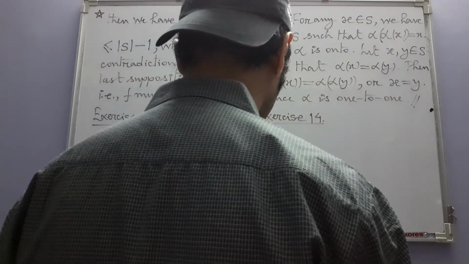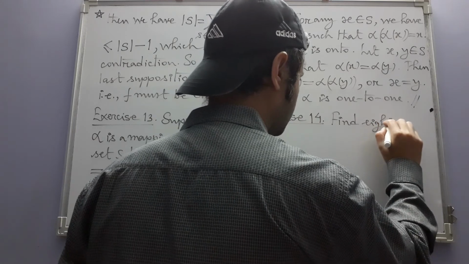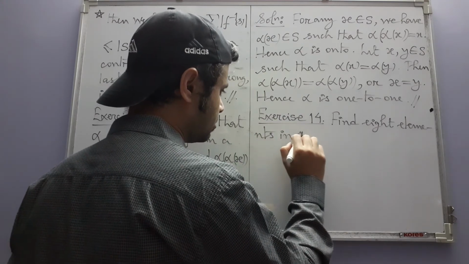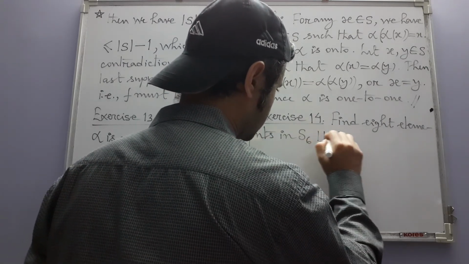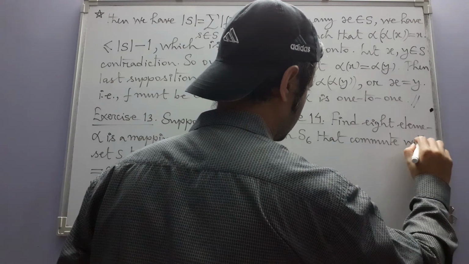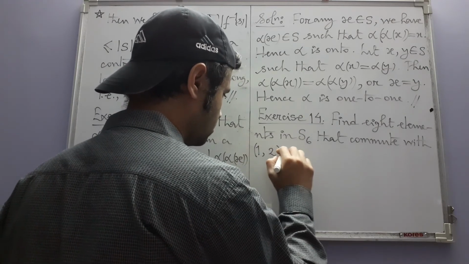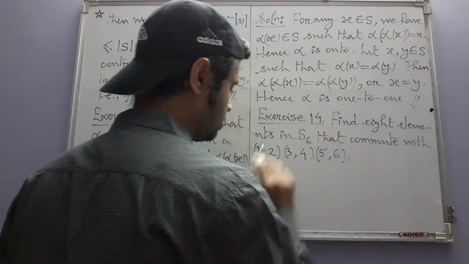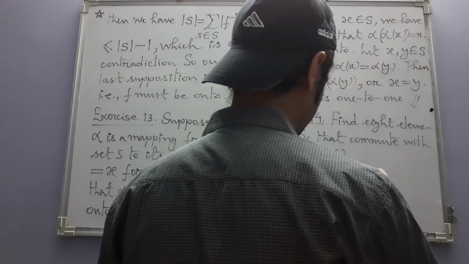Exercise 14. Find eight elements in S6, the symmetric group of degree 6, that commute with this permutation, a product of 2 cycles. Do they form a subgroup of S6?